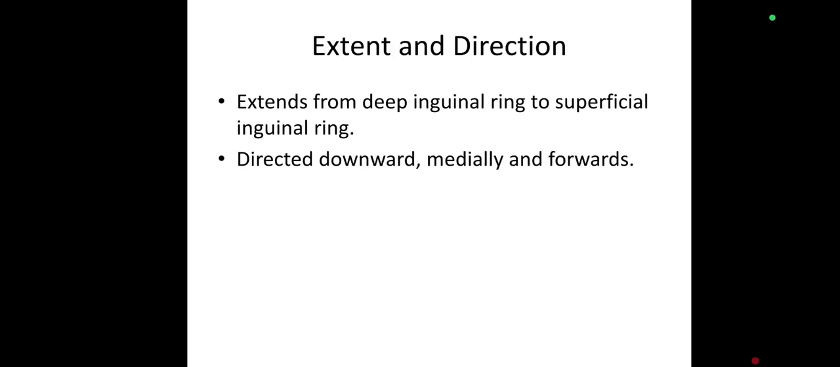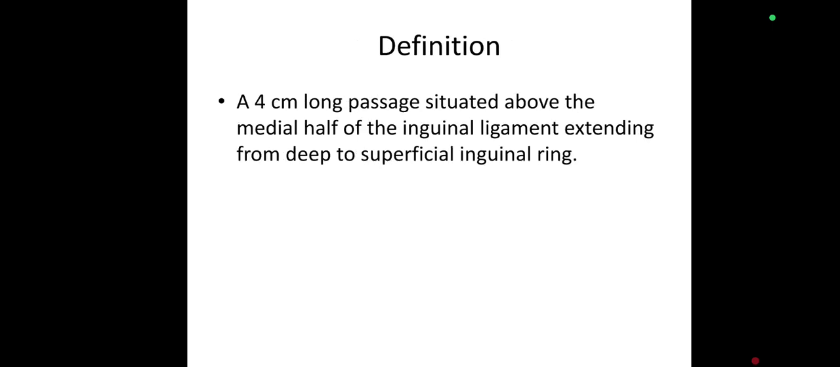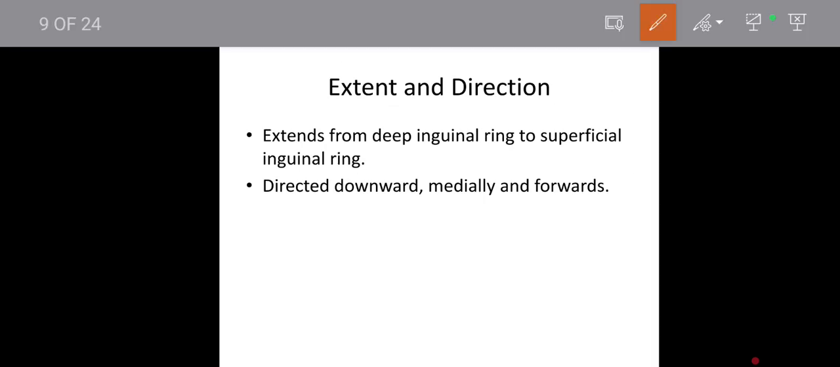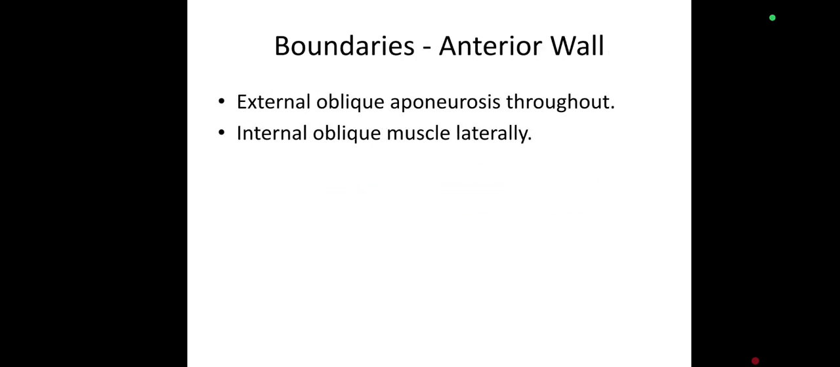Now extent is already seen. Now it is directed downward, medially and forward. Now we will see boundaries of the inguinal canal. There are 4 boundaries of the inguinal canal. First one is anterior wall, second one is posterior wall, third one is floor, and fourth one is roof.